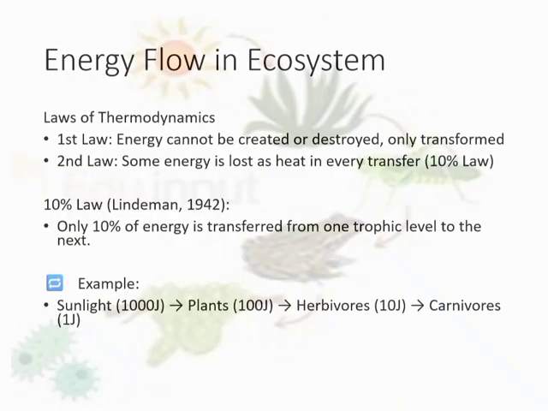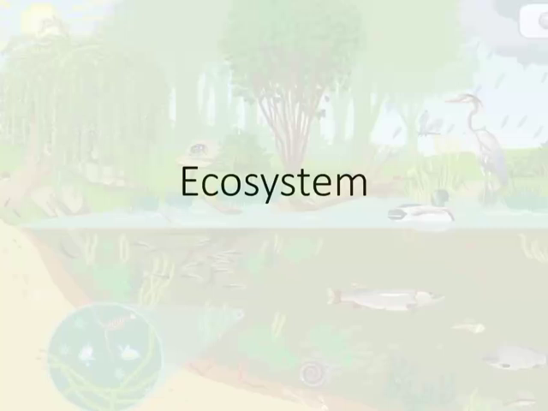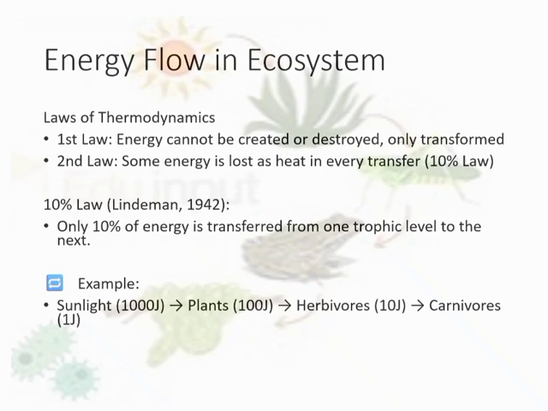Energy flow in an ecosystem. Energy flow follows the laws of thermodynamics. Energy cannot be created or destroyed, only transformed. Some energy is always lost as heat during transfer. According to the 10% law by Lindemann, only 10% of energy moves from one trophic level to the next. For example, sunlight provides 1,000 joules, plants capture 100 joules. Herbivores receive 10 joules, carnivores only 1 joule.